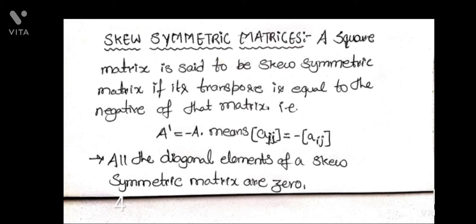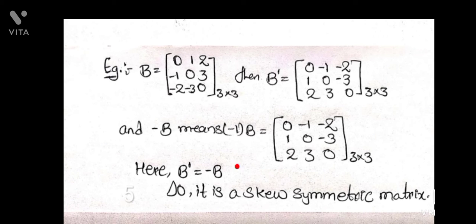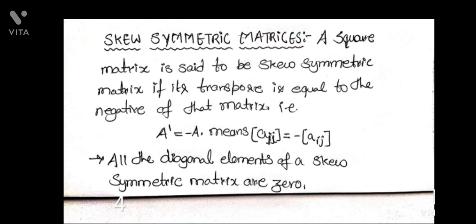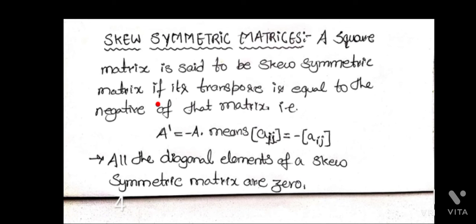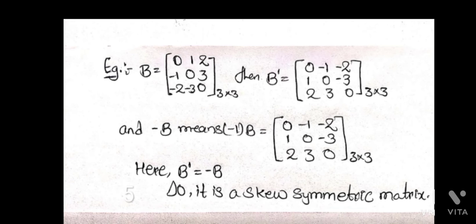So here, this is a skew symmetric matrix. How can we say it's a skew symmetric matrix? Because the second rule also says that all the diagonal elements of a skew symmetric matrix are 0. As we can see here, the diagonal elements are 0, so it is a skew symmetric matrix. And also B transpose is equal to minus B, that is, negative of B. If these two conditions are satisfied, then it's a skew symmetric matrix.